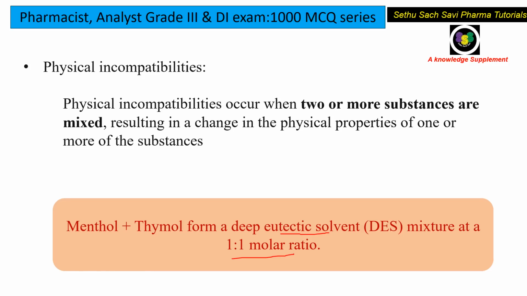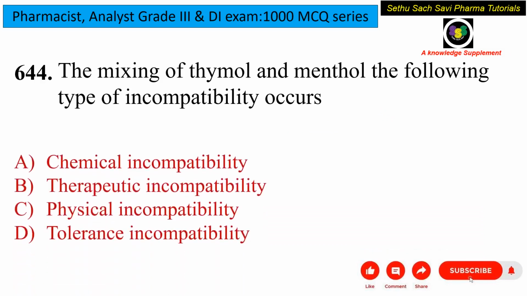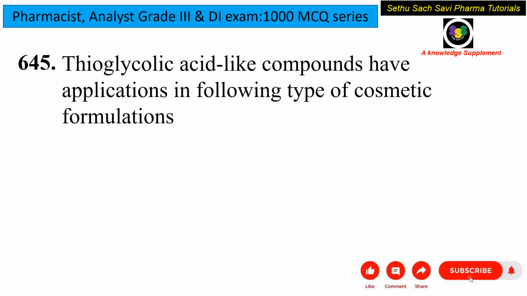Physical incompatibility occurs when two or more substances are mixed, which results in change in the physical property of one or more substances. So when we are mixing menthol and thymol, it becomes a eutectic mixture. So there is a change in the physical property. It starts to liquefy. So it is an example of physical incompatibility. So the answer for this question will be C, physical incompatibility. Coming to the next question.